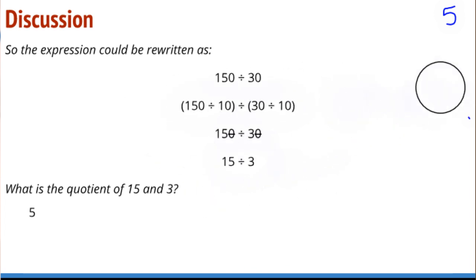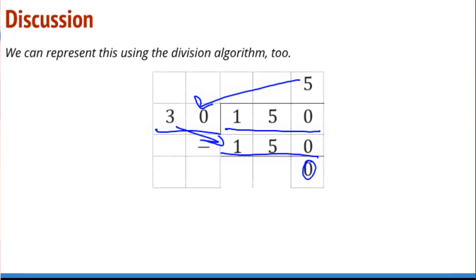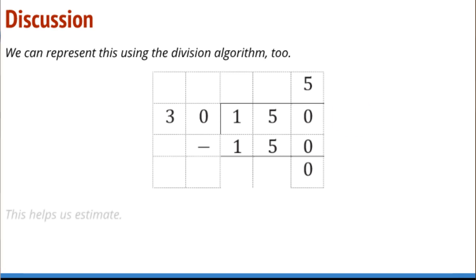If we were to write this in regular division form, it would look like this. Here's our 150 divided by 30. I've left the grid turned on with the idea that it helps us see what's really happening here. It helps us line up our place value positions so we see where things are at. So 5 times 30, we get 150. We subtract, and we have a difference of 0. So it helps us estimate.